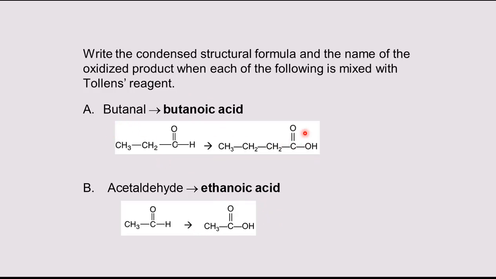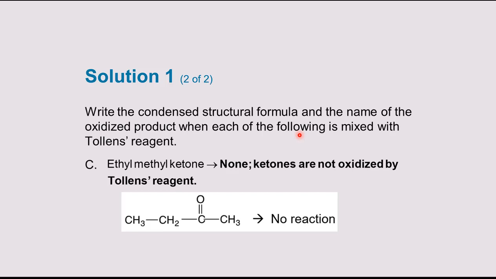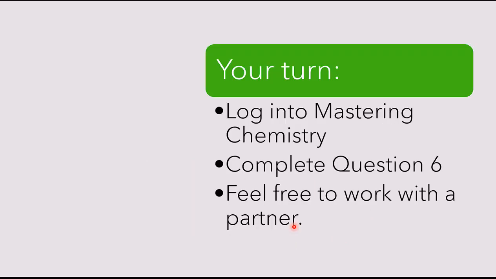So again, all we're doing is replacing that terminal hydrogen with a hydroxyl in order to get our final product with Tollens' reagent. Again, because the ketone in part C will not react, you would write no reaction there as the product. All right, so your turn. Log back into Mastering Chemistry and answer question 6 for me. Pause here, and then when you're ready, come back.